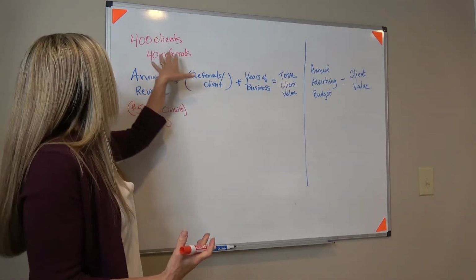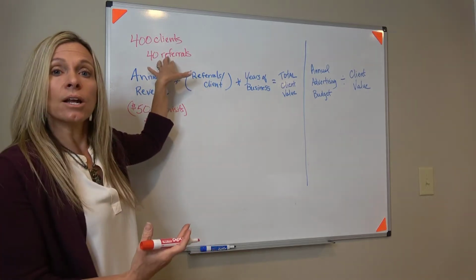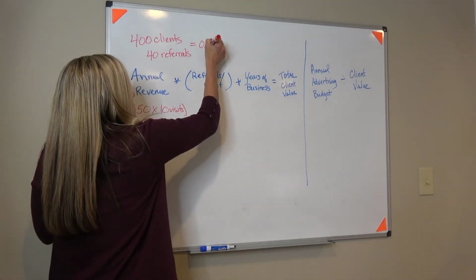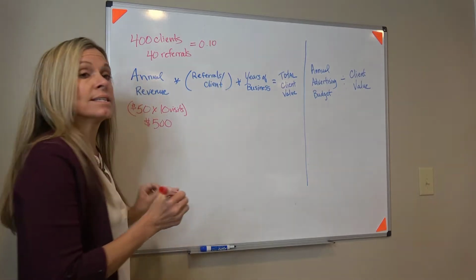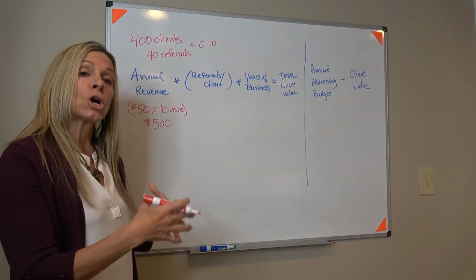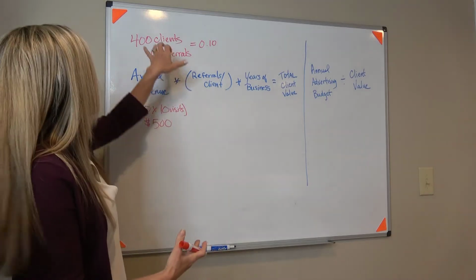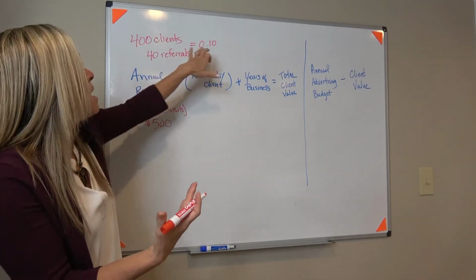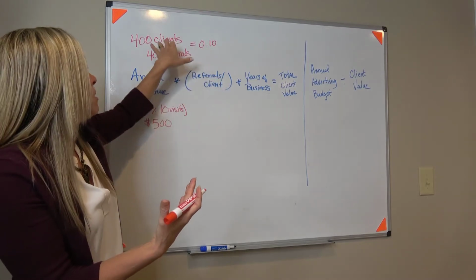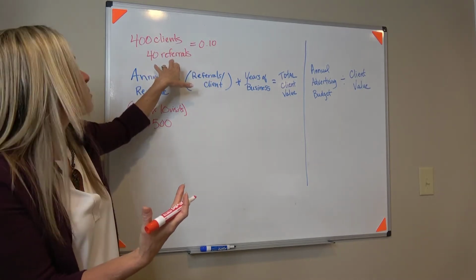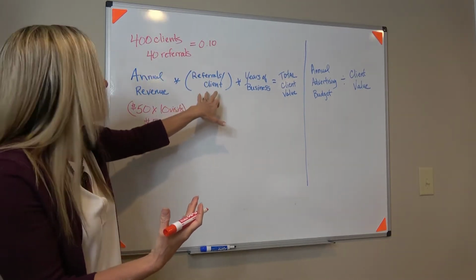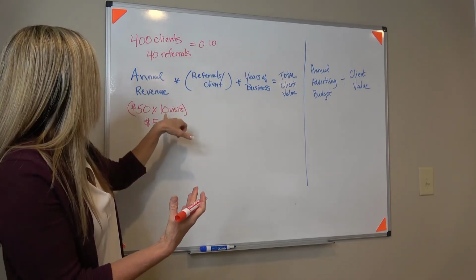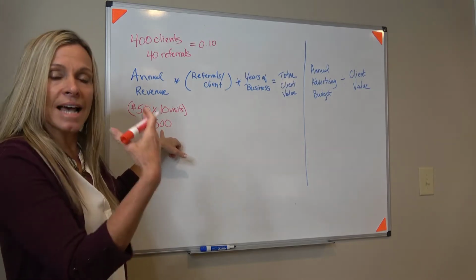But let's say I've got 400 clients, I'm bringing in 40 referrals, that equals basically a 10% or 0.10 referrals per every one of your clients. Because you didn't get 400 referrals, every single client didn't refer you someone. You got 0.10 per client referring you someone. So that's what we're going to put in here, but we can't just multiply it by 0.1, because that's going to take my 500 down very, very low.